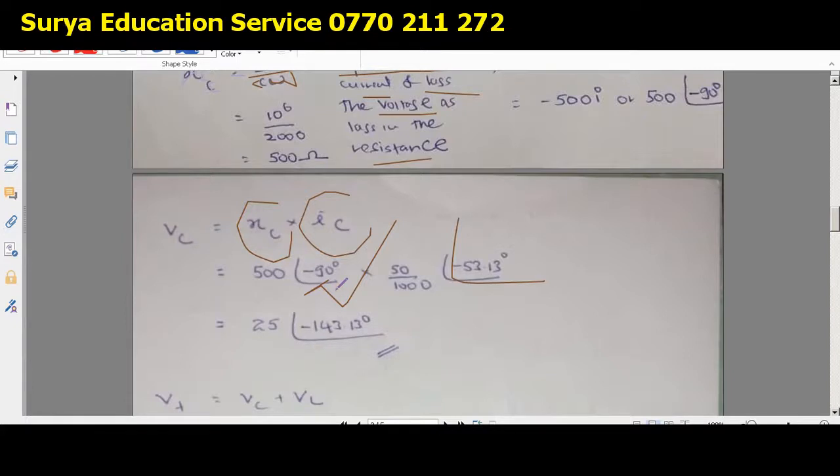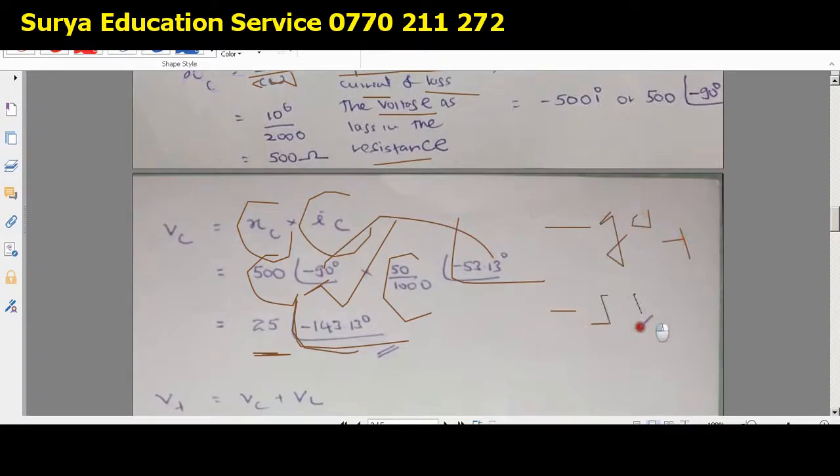And the current is 50 milliampere, because you need to keep it in standard units, so you are going to put 50 divided by 1000. Okay, that is clear. And then the phase angle that we evaluated, minus 53.13. So just multiply this with this, you will be getting 25. How to get this angle? This is from complex algebra, basic simplifications. You are not going to multiply this with that, just add minus 90 plus minus 53.13, that means minus 143.13.